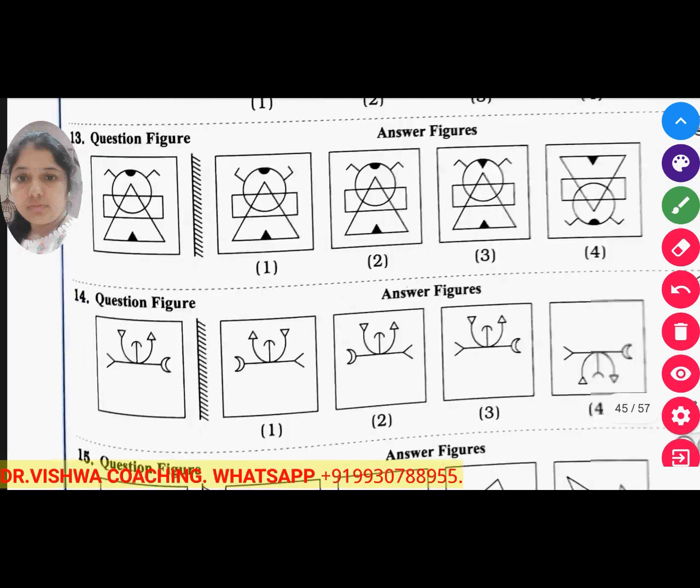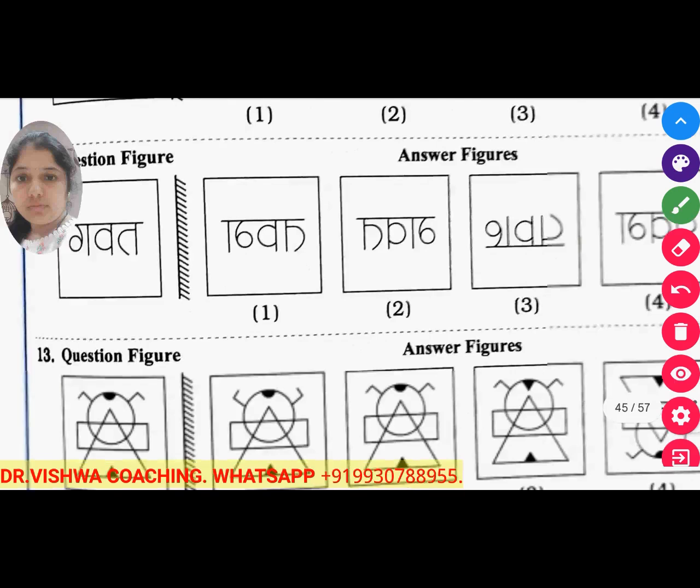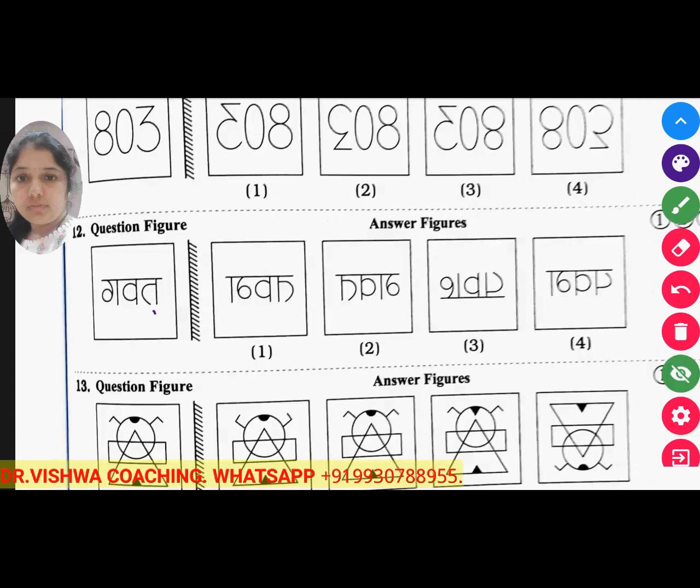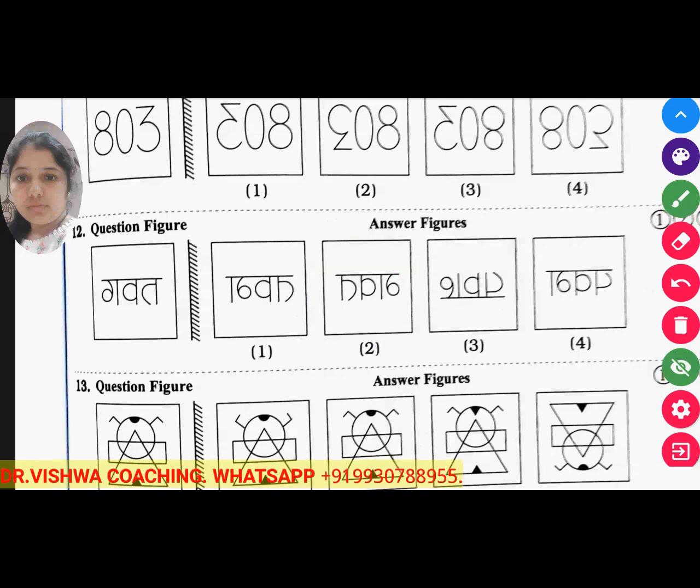Now again I will take the last sum, which is related to Marathi alphabets. Now see, the letter is there on the right side, so in your answer it will come on the left side. So only this second option shows it on the left side, so I will not check further. Option number 2 is the answer to your question.